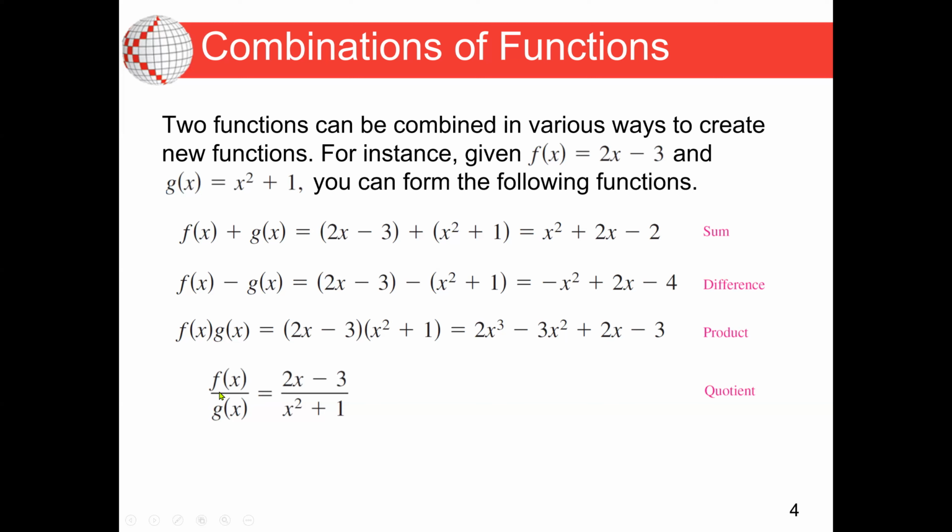Then next we have f(x) divided by g(x). f(x) is 2x minus 3, and g(x) is x squared plus 1, so we divide. Now, since we cannot cancel anything, that will be our final solution.